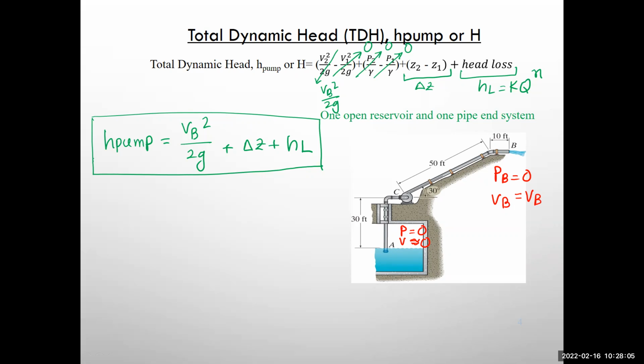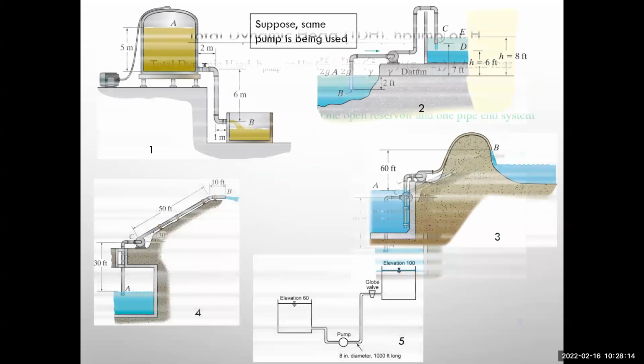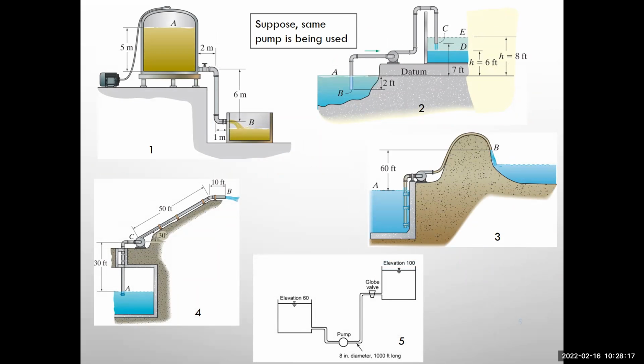Okay. So now we know a few head terms about pumps. Now we will use those to get to know more about the pumps. Here, how many different systems do we have? 1, 2, 3, 4, 5, right? The last one is a pipe end to open reservoir system. Here we have a pipe end and an open reservoir here.